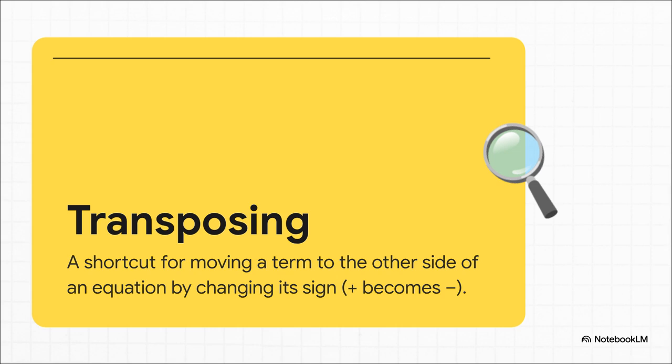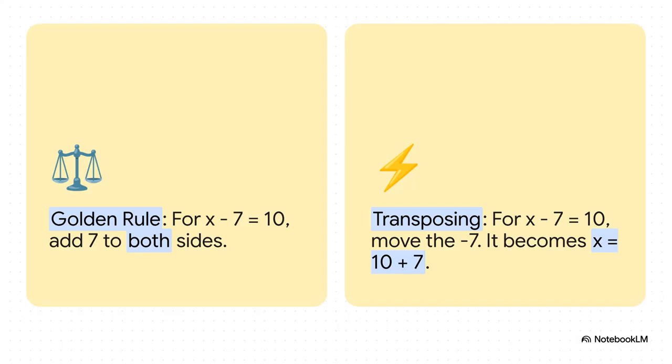And when it crosses the equal sign, it flips its sign and becomes a plus 4. It's the same logic, just way quicker. And look, you can see it right here, side by side. The old way, the golden rule: you're writing out plus 7 on both sides. Totally works. But with our pro move, transposing, you just mentally pick up that minus 7 and move it to the other side, where it becomes a plus 7. Same result, just half the work.